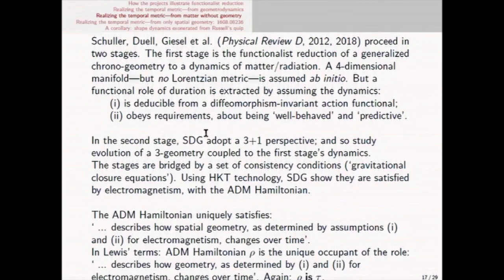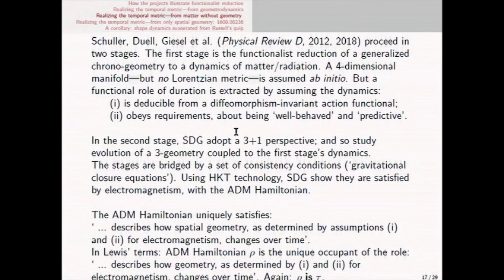And in the second stage, SDG, which stands for Schuller, Dühl, and Giesel, will adopt a 3+1 perspective and study the evolution of 3-geometry coupled to the first stage's dynamics. So just to be clear, what they do in the first stage is they look at the equations of motion, and then they're able to define things like what is in the light cone and what is spatial, what is, let's say, not in the light cone, but also defines a surface. And then you can ask what kind of structures are pulled back to the surface. And you can define a kind of induced geometry on these surfaces. And then you find that they must be consistently propagated.